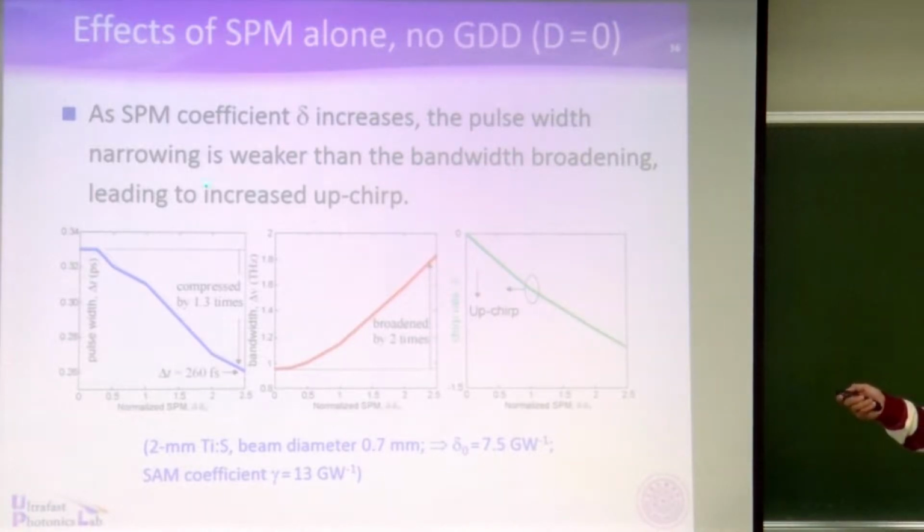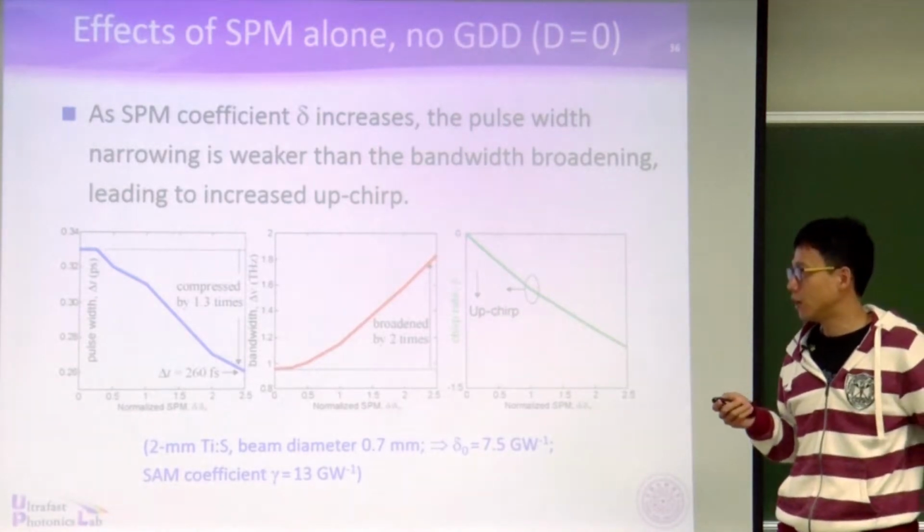Very clear information. As self phase modulation coefficient increases, your pulse width narrowing is weaker than the bandwidth broadening, leading to increased upchirp. Okay, so qualitatively, as SPM is stronger, your pulse duration is reduced, say from 330 femtosecond down to 260 femtosecond, if you have SPM. And your bandwidth is increased from here to here, but the factors are different. Pulse width compression is a factor of 1.3, but bandwidth broadening is a factor of 2. So bandwidth broadening is stronger than the pulse width narrowing.